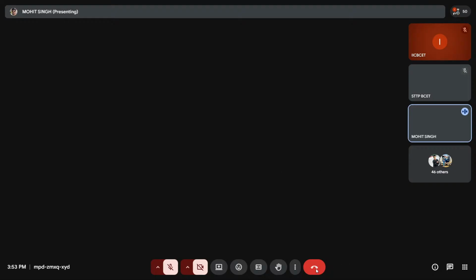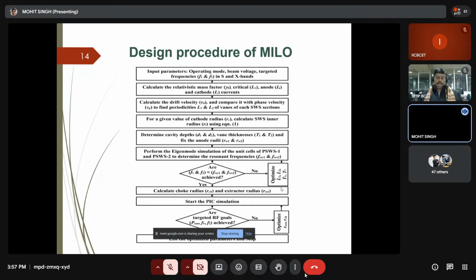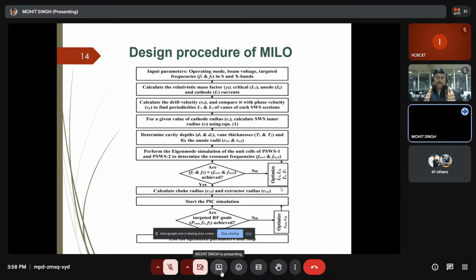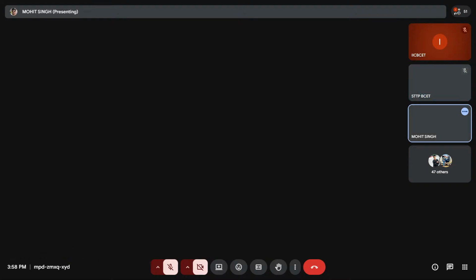If we are not getting the desired frequency, then we optimize L1 and L2, meaning we optimize the period. L here is the period, and T is the thickness of the disc. If after optimization we get our desired frequency, then we start the complete design and the simulation. This is the basic design procedure.